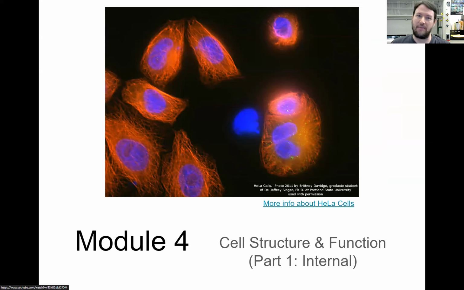And also, this is maybe the first module where we're talking about things that are fully alive. So this image here is an image of some special cells called HeLa cells. They're a human cell line that is known for their ability to divide essentially without limit. And they were the first human cell line discovered to have this property.